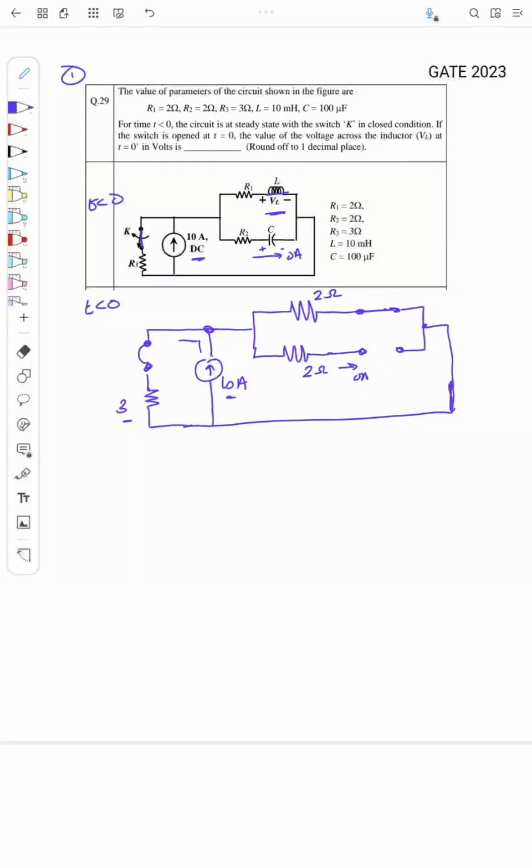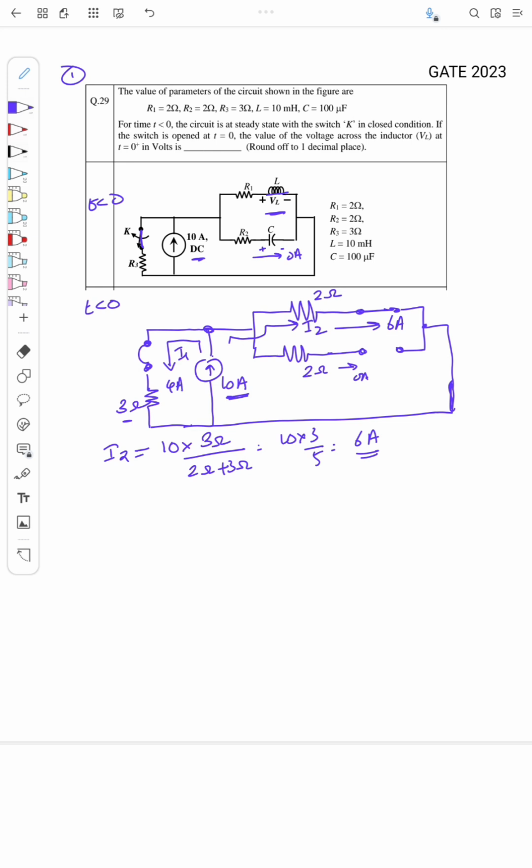So the current 10 ampere will split like this: a current I1 and a current I2, right? So what is I2 here? I2 is like the current 10 ampere split across the two parallel resistances, right? So I2 is equal to 10 ampere into the opposite resistance, that is 3 ohm. So 10 into 3 by 2 plus 3, that is the sum of the resistances. So it is 10 into 3 by 5, that is 6 ampere. So this current is now 6 ampere. So what is this current I1? I1 is now 10 minus 6, that is 4 ampere, flowing through the 3 ohm.